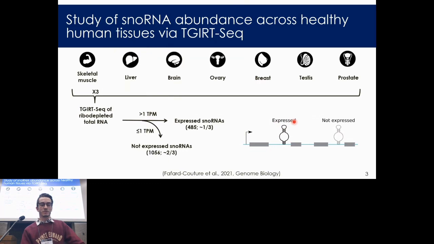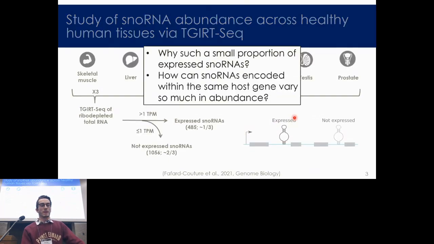So these observations raise multiple questions. The first one being, why do we see such a small proportion of expressed snoRNAs, so only 1/3 of all snoRNA genes? And how can snoRNAs encoded within the same host gene vary so much in abundance? So I'll try to answer these two questions for you today.